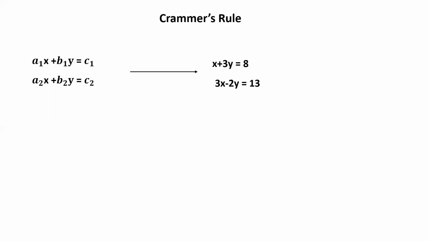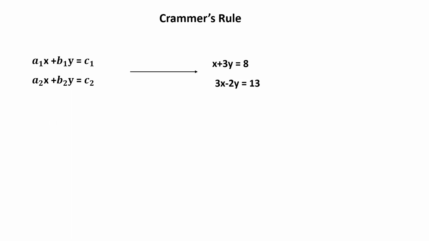In the first equation, a1 means 1 here, b1 means 3, and c1 is 8. In the second equation, a2 means 3, b2 means minus 2, not 2, remember, it's minus 2, and c2 means 13. So remember, these are the general equations: a1x plus b1y is equal to c1, and a2x plus b2y is equal to c2, for all the equations.